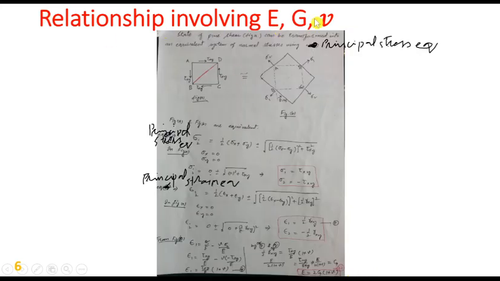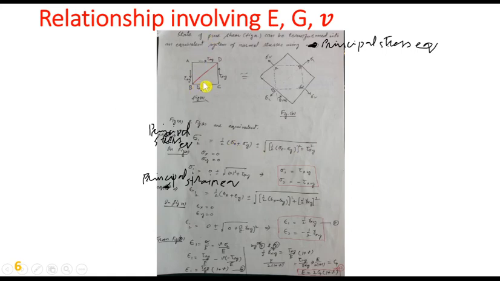Relationship involving E, G and mu. A state of pure shear can be transformed into an equivalent system of normal stresses using principal stress equations, as we have covered in principal stresses. So applying the principal stress equation, sigma 1,2 is equal to 1/2 (sigma x plus sigma y) plus or minus square root of (1/2 (sigma x minus sigma y)) whole square plus tau xy square.